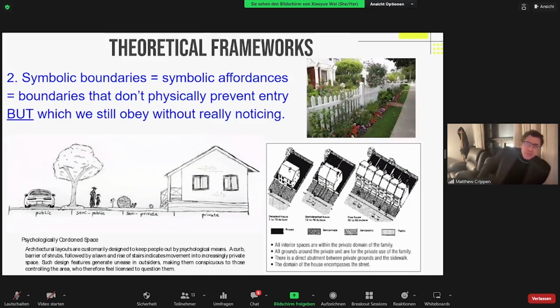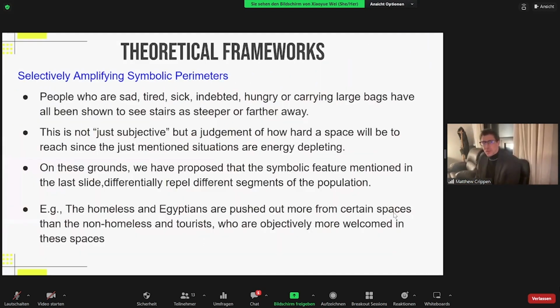But we would also note that symbolic barriers can have exactly the same effect as physical barriers. Here we have a space with, say, a decorative curb, a lawn, and a run of stairs. These things don't physically prevent entry, but they psychologically repel people. Another thing is that when people are sad, tired, sick, indebted, hungry, or carrying large bags, it has been shown many times that they will see stairs as being steeper or further away.